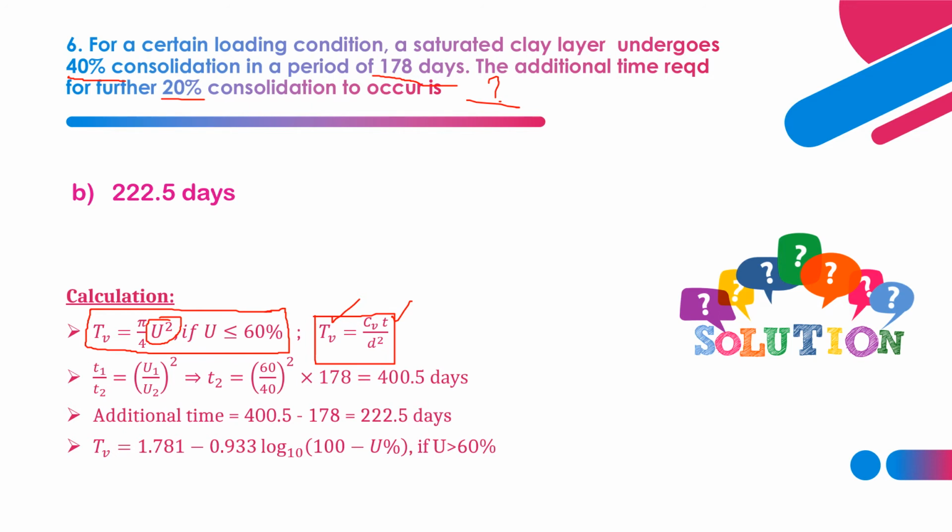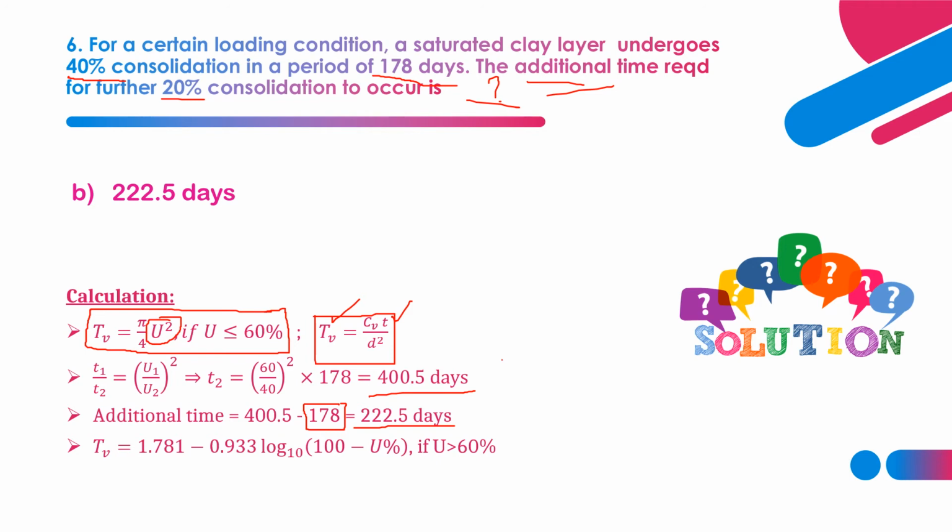So T1 by T2 is equal to U1 by U2 whole square. By using this formula, T2 is calculated as 400.5 days. But we require only the additional time, not the total time required for 60% consolidation. We require only the additional time because for 40% consolidation 178 days is taken. Then what is the additional time required? 400.5 minus 178 gives the answer as 222.5 days.